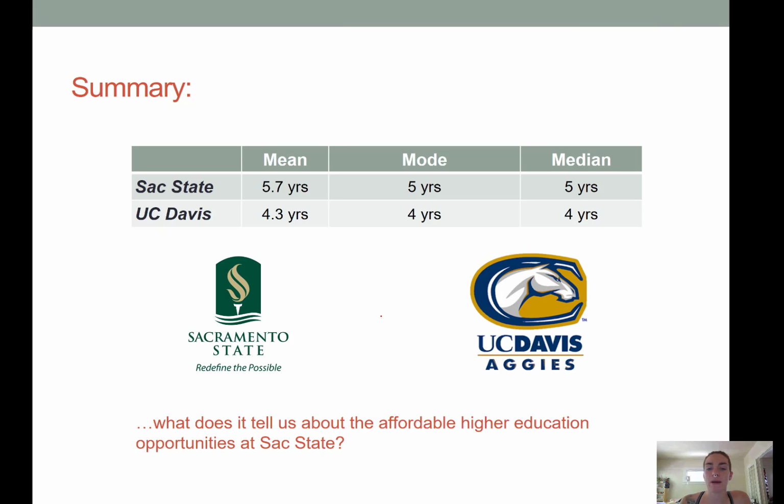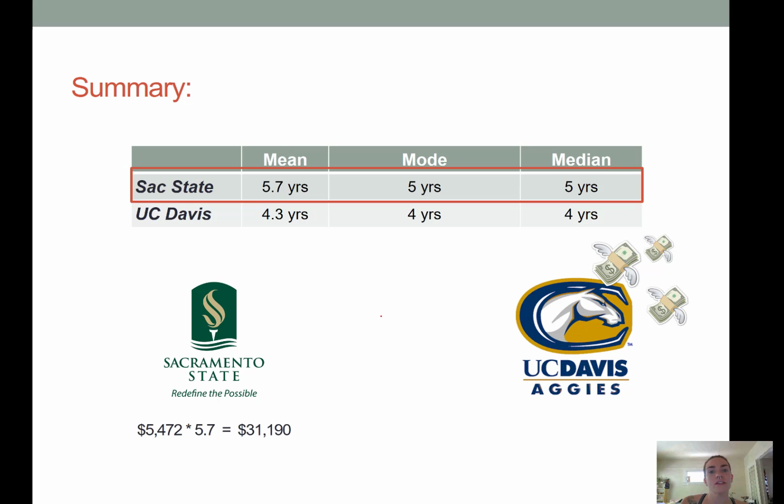So what does this tell us about affordable education opportunities at Sac State? It tells us that students who take 5.7 years to graduate at Sac State are still spending significantly less money on their education. So even if we take into consideration time to graduation, on average, students at Sac State spend about $31,000 on their education for 5.7 years, right? And students at UC Davis spend $13,000 per year and on average finish in 4.3 years, so they're still spending significantly more at $47,000, $48,000 on their education.